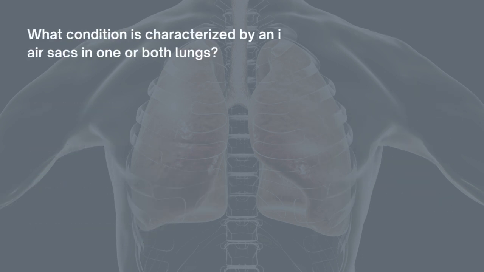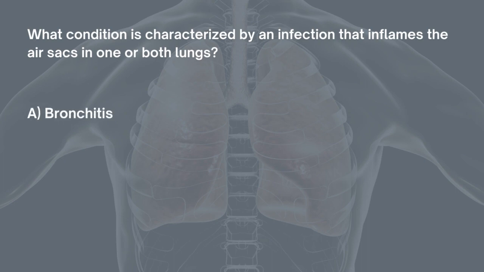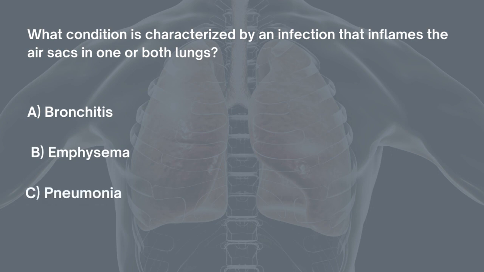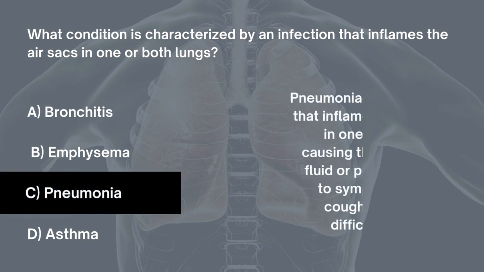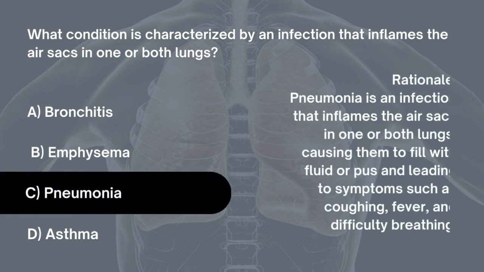What condition is characterized by an infection that inflames the air sacs in one or both lungs? A. Bronchitis. B. Emphysema. C. Pneumonia. D. Asthma. Rationale. Pneumonia is an infection that inflames the air sacs in one or both lungs, causing them to fill with fluid or pus and leading to symptoms such as coughing, fever, and difficulty breathing.